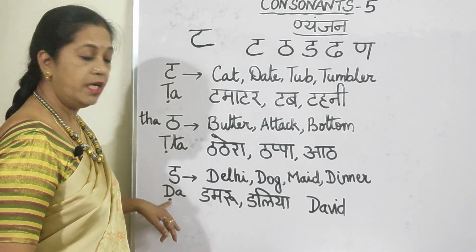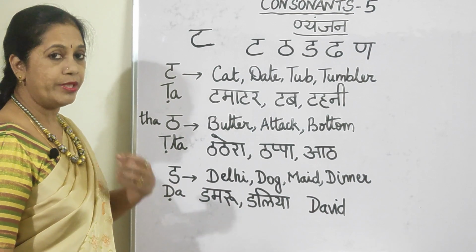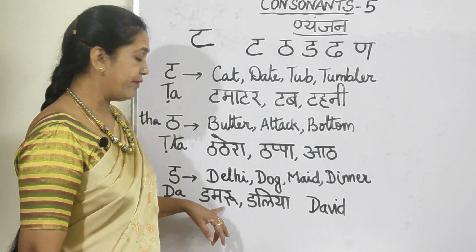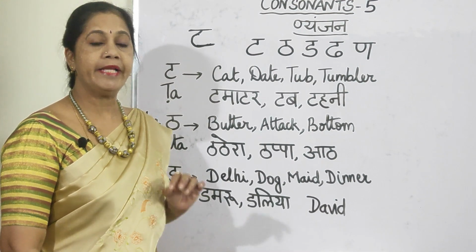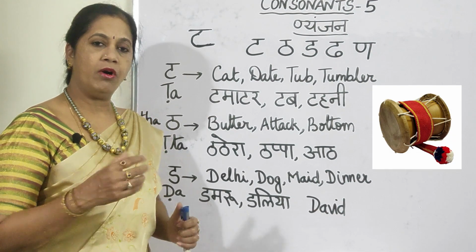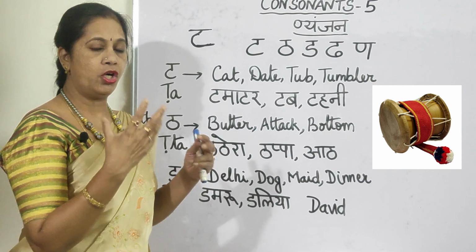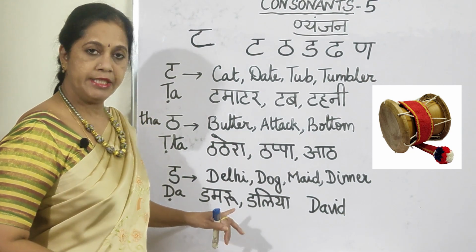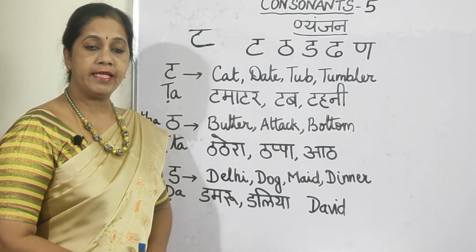Before that, you see here D, I have given the capital D with a dot down so that you'll know it is a hard sound. Now here I have given the first one, damru. Damru is a drum, or an instrument which is used by Shivji. Lord Shiva has it in his hand, that is called damru. The next one is dalia.